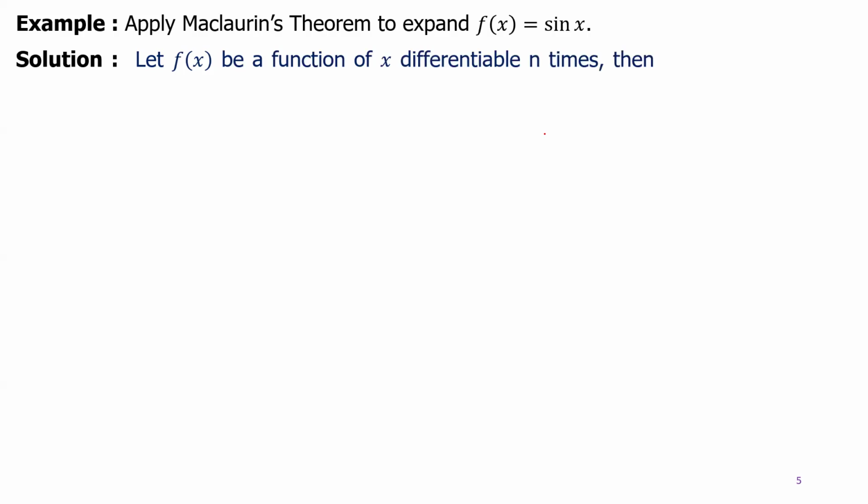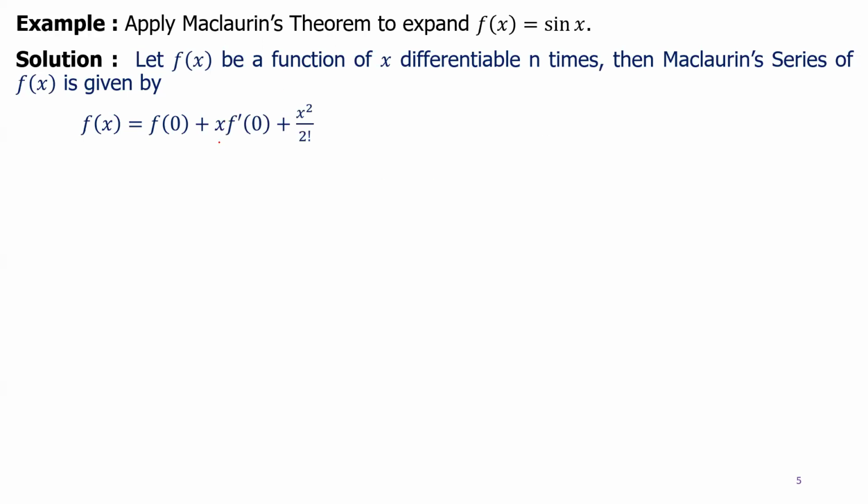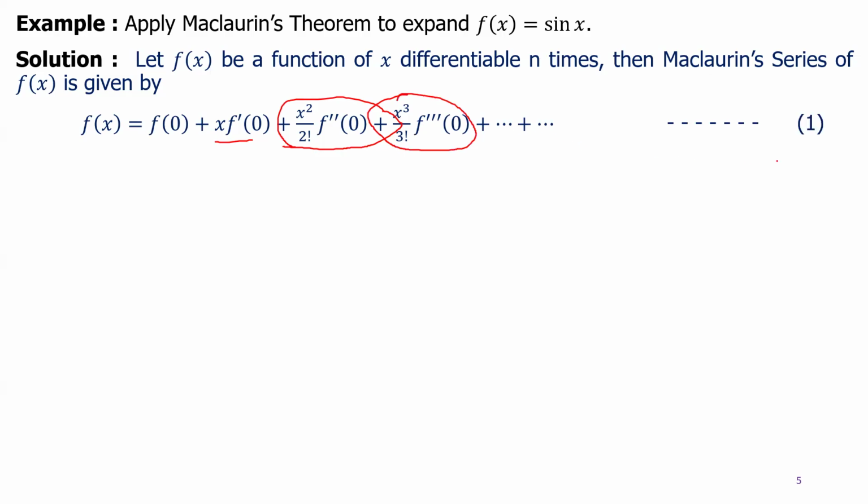Let us take one more example on Maclaurin's theorem. Apply Maclaurin's theorem to expand f of x equal to sin x. Let f of x be a function of x differentiable n times. Then Maclaurin's series of f of x is given by f of x equal to f of 0 plus x f dash of 0 plus x square upon 2 factorial f double dash of 0 plus x cube upon 3 factorial f triple dash of 0 and so on.